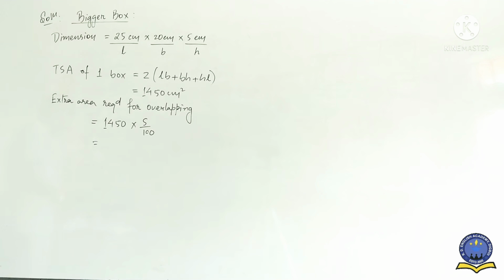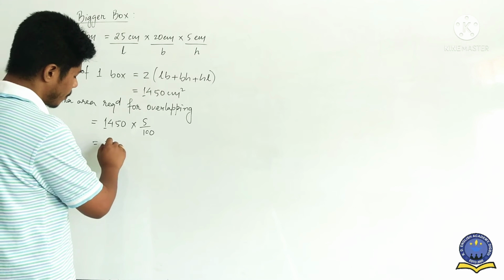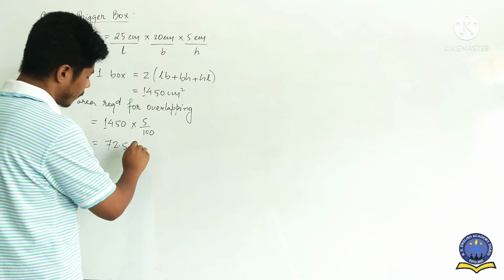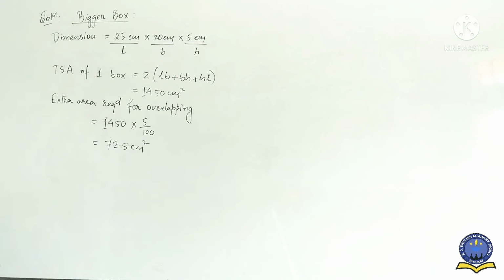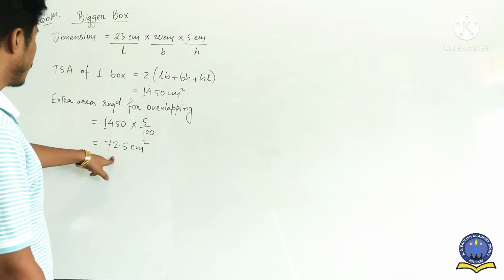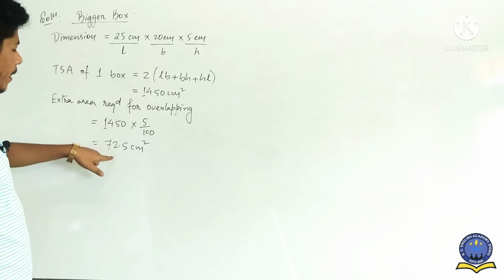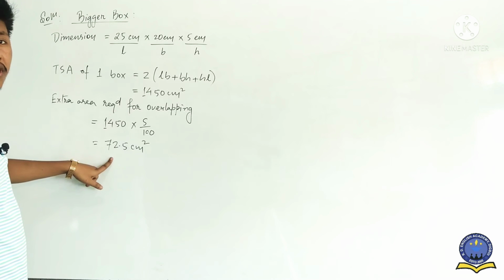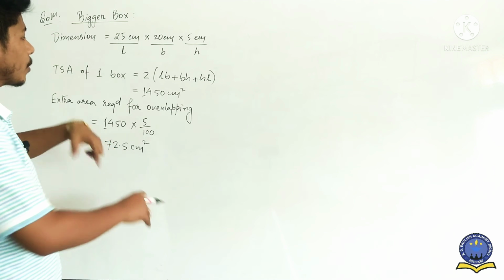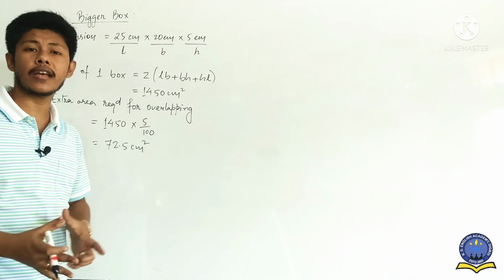If we calculate this, we get the answer 72.5 centimeters square. So the overlapping area is 72.5 centimeters square. Is it clear? This is the overlapping area. The total surface area of the bigger box is 1450 and the extra area required is 72.5. That means we have to add these two and then we get the total area.